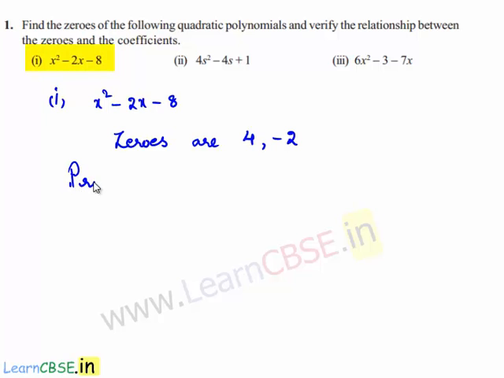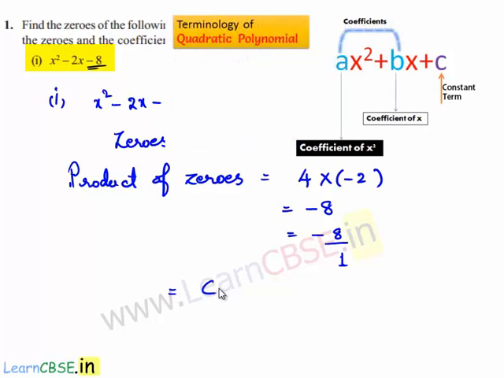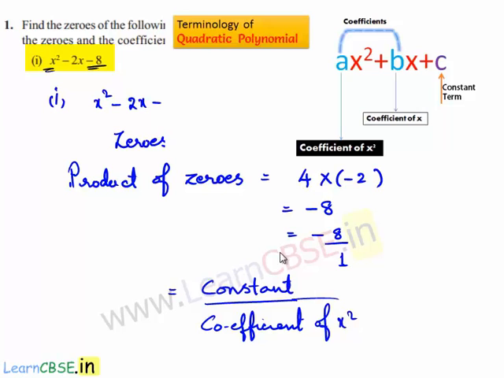So now the product of the zeros is equal to 4 multiplied by -2, which is equal to -8. So -8 can be written as -8/1. If we observe, -8 is the constant term, so we can write constant/1, where 1 is nothing but the coefficient of x². Therefore, we can say that the product of the zeros is equal to constant term by coefficient of x².